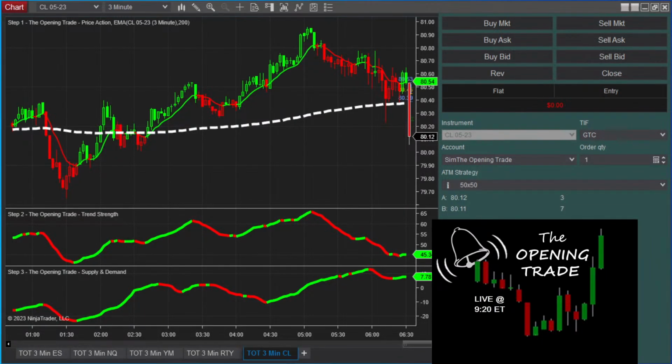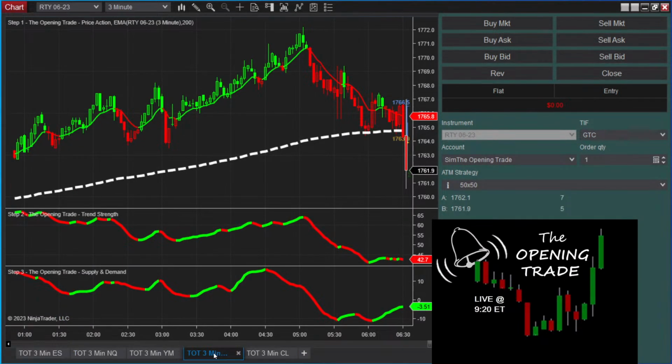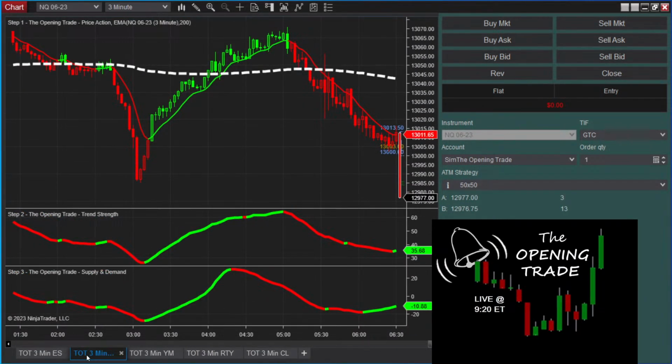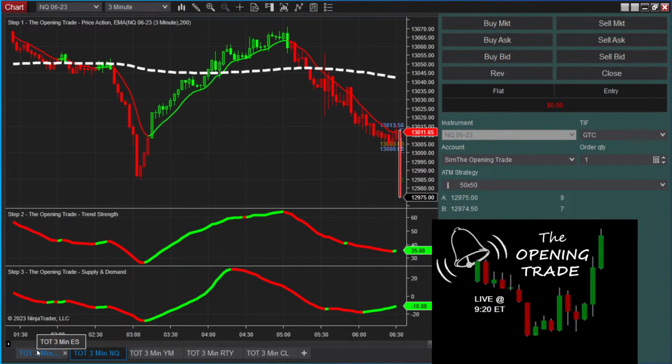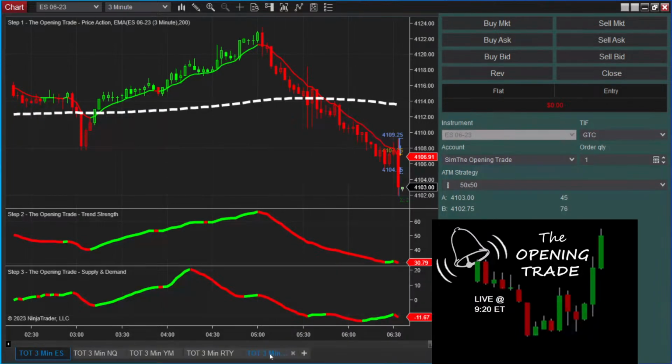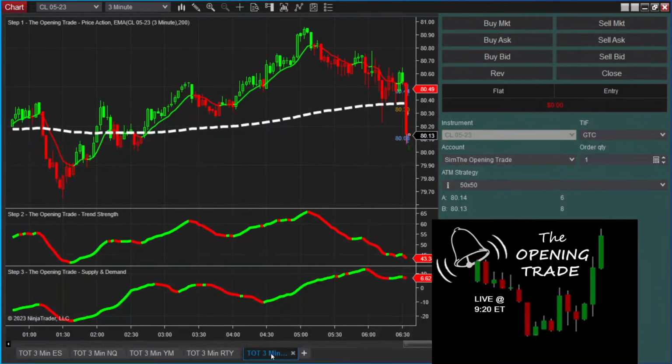So again, let's see what the other charts are showing. Not surprising, the Russell is seeing a massive move. The YM not so much. The Nasdaq has got a giant candle running down, as well as the S&P 500. All right, so that crude oil candle did close.